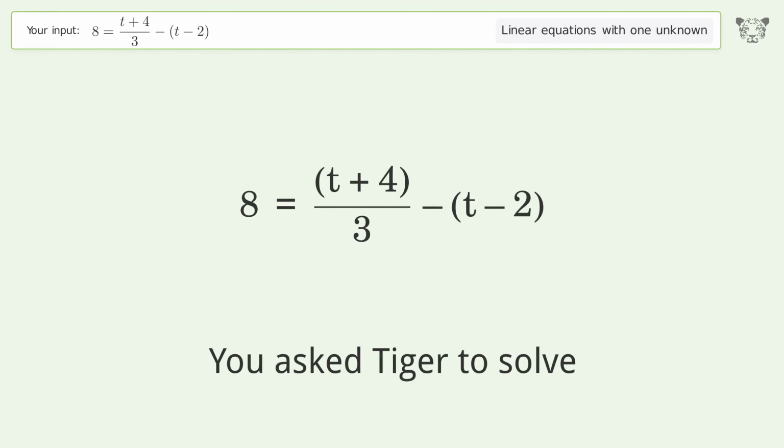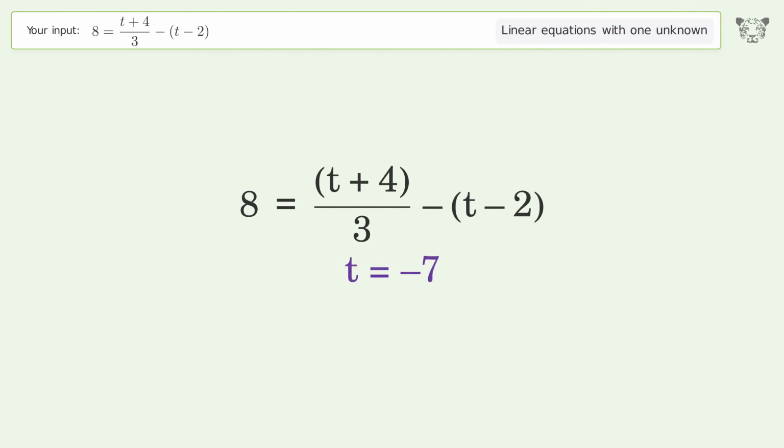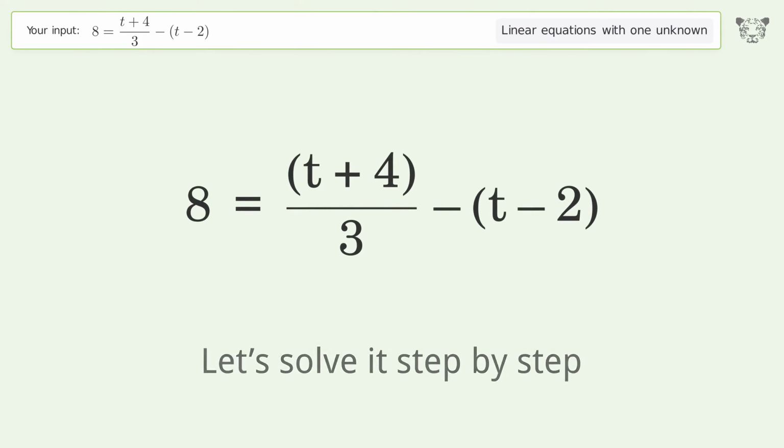You ask Tiger to solve. This deals with linear equations with one unknown. The final result is t equals -7. Let's solve it step by step.